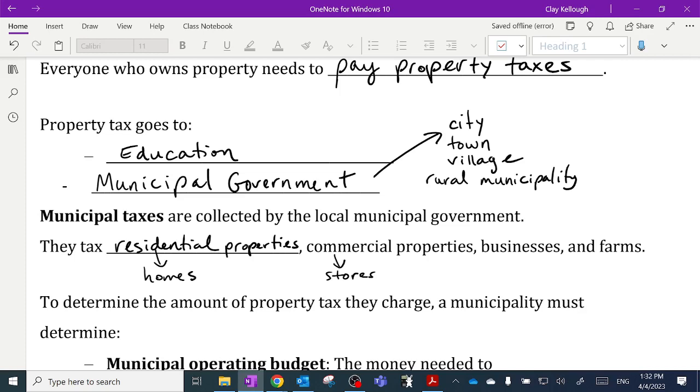I can't think of anything else. Oh, this is a good one. Charities don't generally pay property taxes. Now, most charities don't own the place where they are.